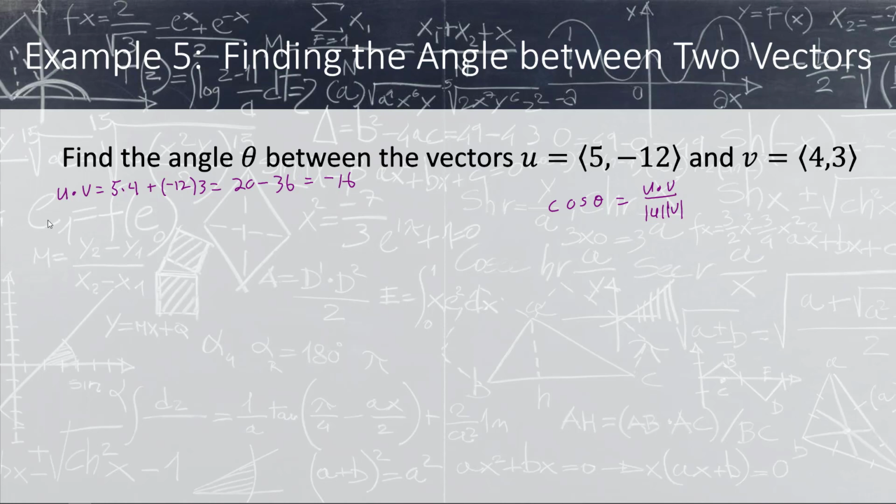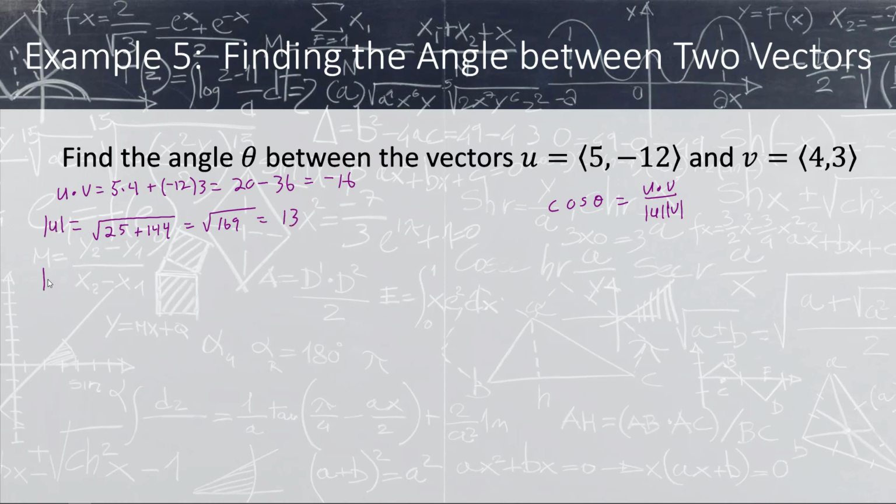Okay, now we need to find the magnitude of u. Well, that is going to be the square root of the square of the first component, which is 25, plus the square of the second component, which is 144. That is going to be equal to the square root of 169, which is equal to 13.